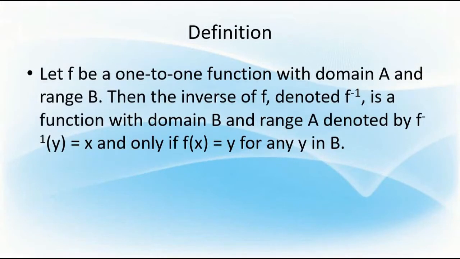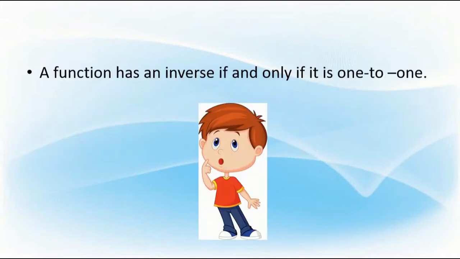Definition. Let f be a one-to-one function with a domain A and range B. Then the inverse of f, denoted by f negative 1, is a function with a domain B and range A, denoted by f to the negative 1 of y is equal to x, if and only if f of x is equal to y for any y in B. Take note that a function has an inverse if and only if it is one-to-one.